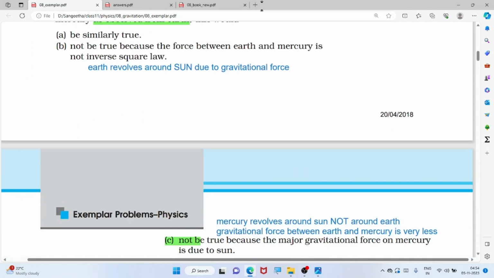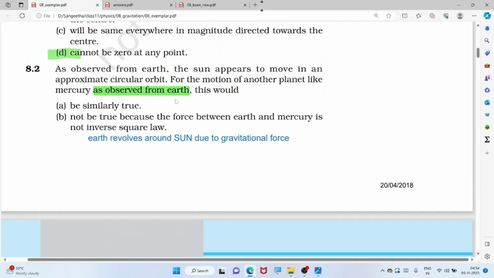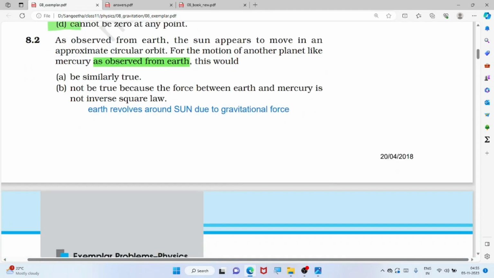See, the earth revolves around the sun due to the gravitational force. Okay, the gravitational force between the earth and Mercury is very less. You can see the mass of the planet; the sun has the highest mass. So due to gravity, one planet revolves around the earth or another planet. Okay, the gravity between the earth and Mercury is very less.